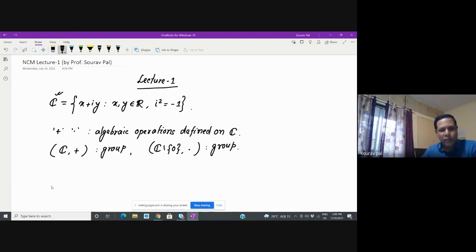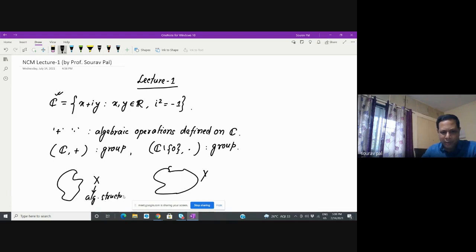So what do we do in mathematics? Given two sets, you have one set here and you have another set there. Call them say X and Y. So if this X is equipped with some algebraic structure and some topological structure, I'm going to define what is a topological structure. And same for Y.